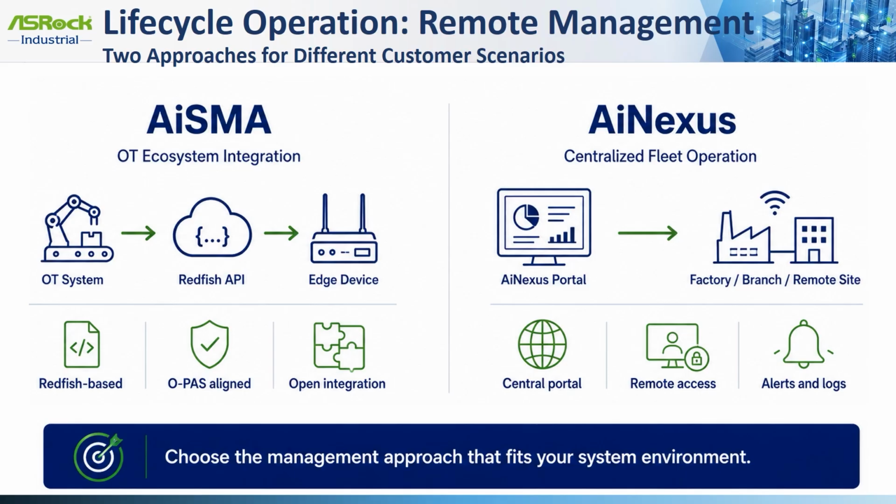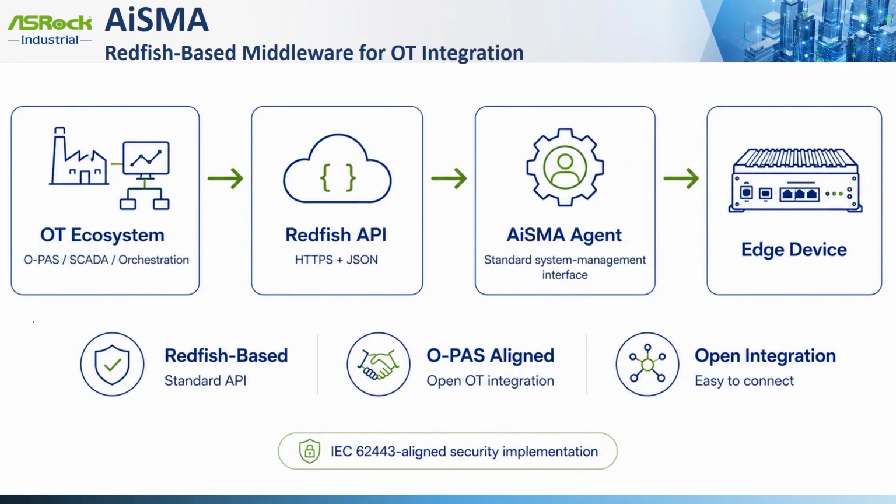Other customers want a ready-to-use portal for daily fleet operation. They need to manage Windows and Linux edge devices from one central place. This is where AiNexus fits. AiNexus provides centralized visibility, remote access, alerts, logs, and operational control. So AiSMA is for standards-based OT integration, while AiNexus is for centralized fleet operation. Let's first look at AiSMA.